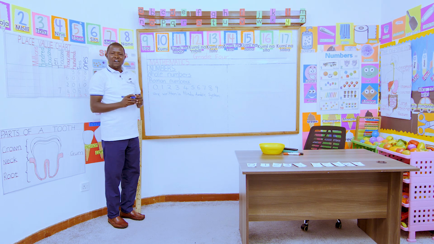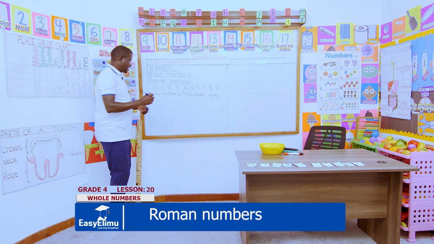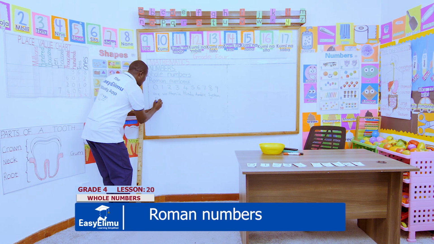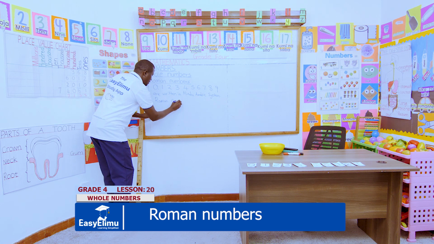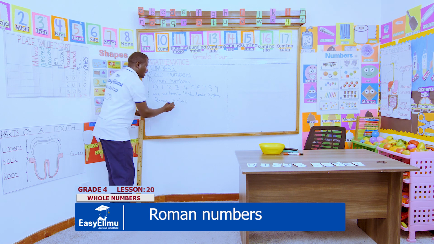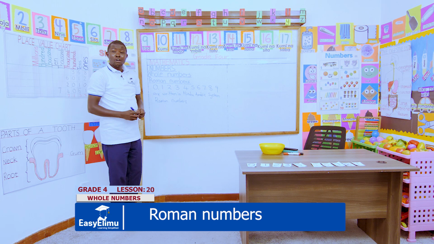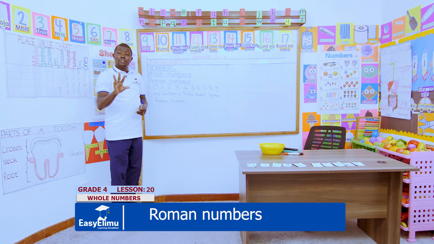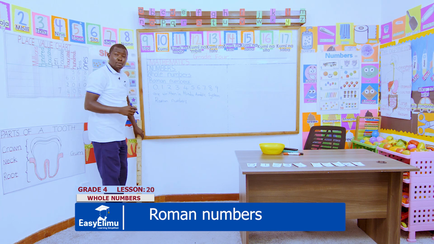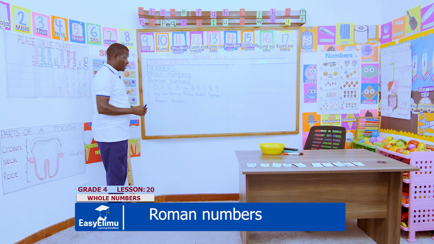So, class, in our groups, how are Roman numbers written? And this is where we are. Roman numbers. And for these Roman numbers, the Romans came with 3 major numbers, which are the backbone of every number. And they have their representation of these numbers.